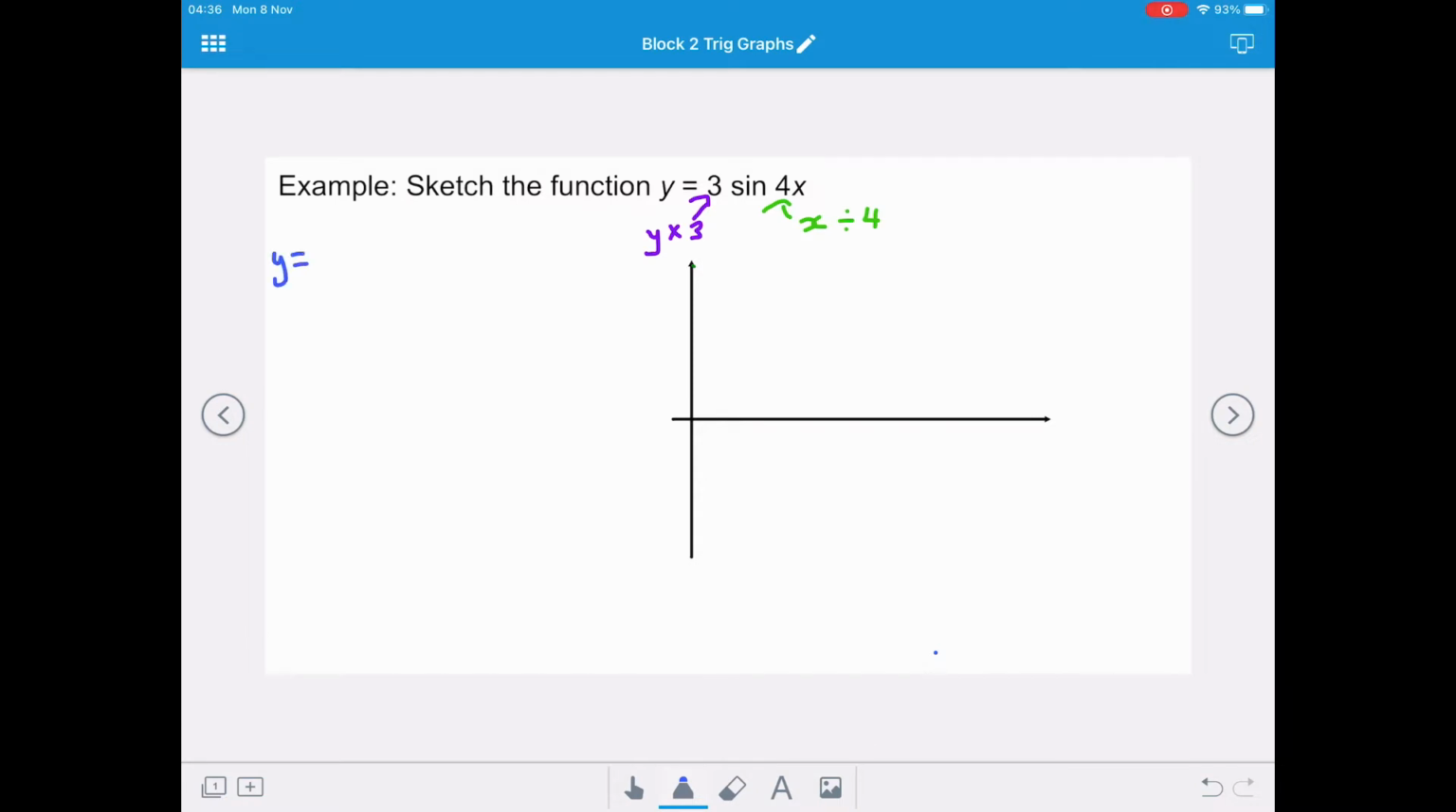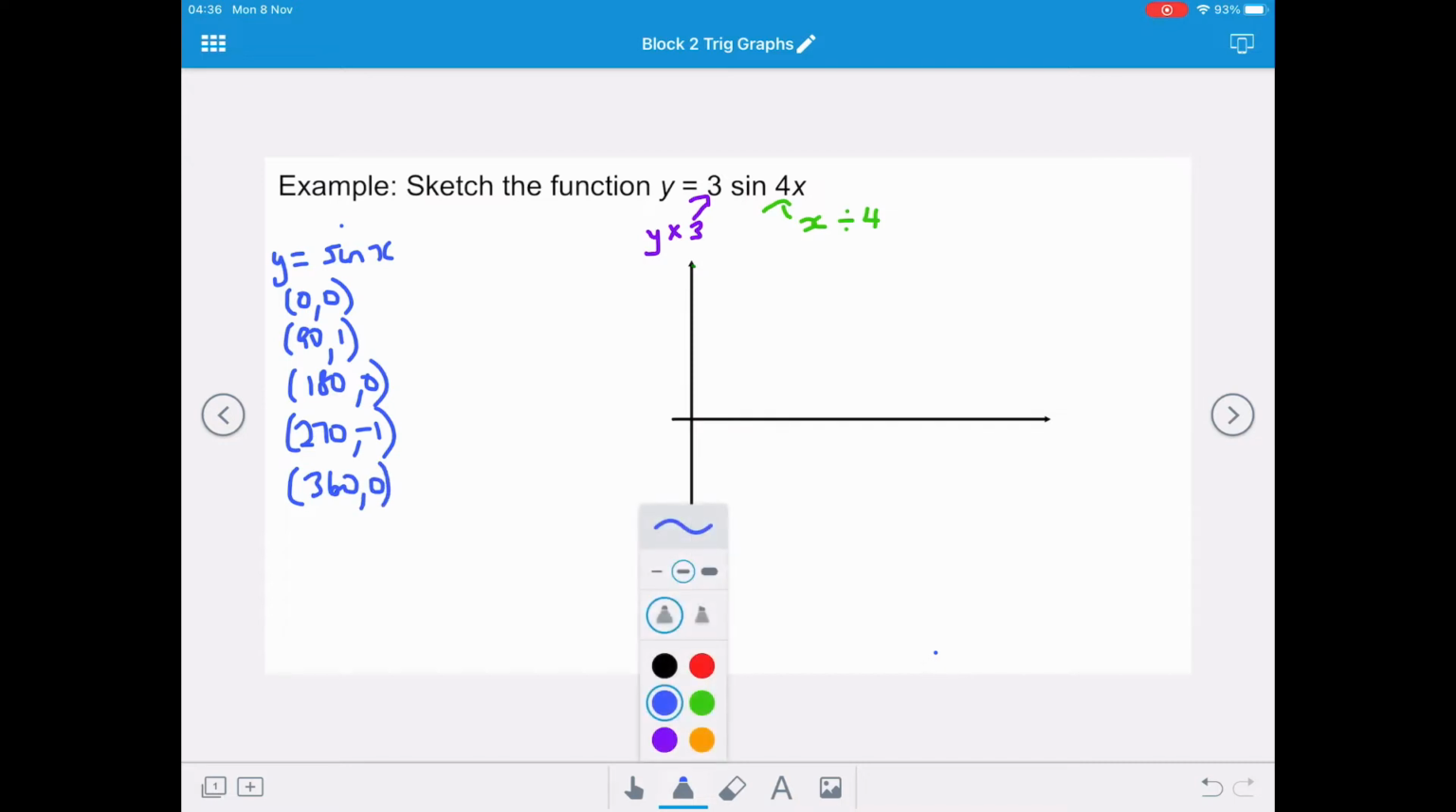So what are our key points on our y equals sin x curve? Well, if you recall from the first video in this series, the y equals sin x curve starts at 0, 0, goes to a maximum at 90, 1, returns to 0 at 180, 0, has a minimum at 270, negative 1, and finishes one full wave at 360, 0. So we need to decide where these points are going to be on our y equals 3 sin 4x curve. Now, as we said, we're going to divide our x coordinates by 4 and multiply our y coordinates by 3.